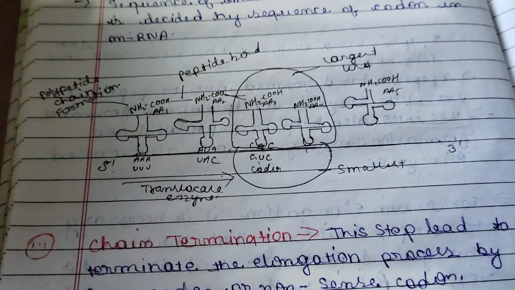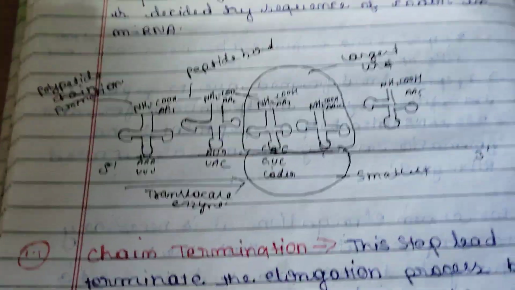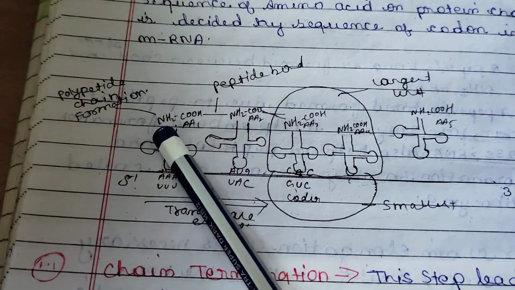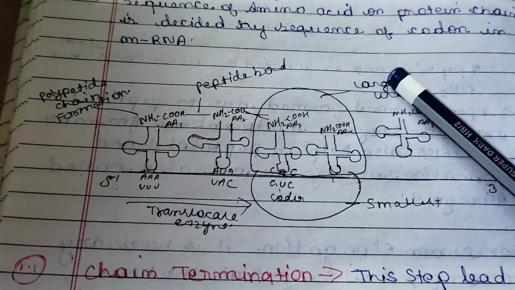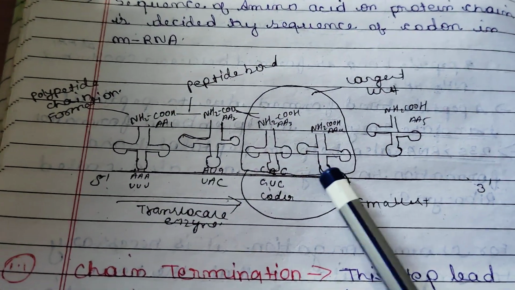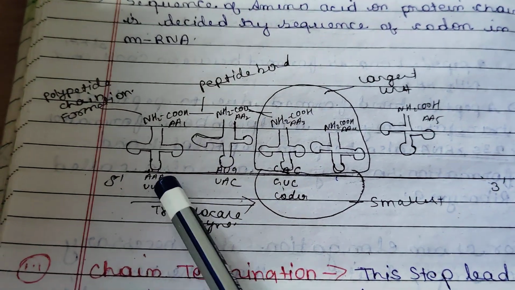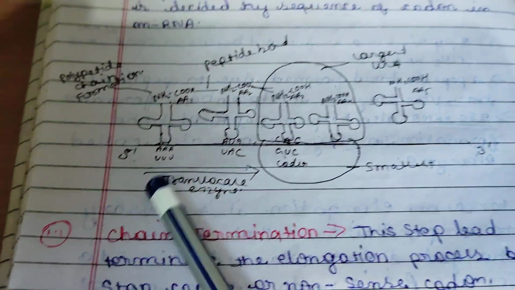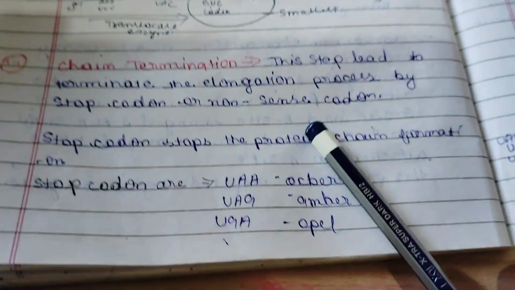This is the diagram, where we can represent the process of translation. Here is the peptide chain formation, the peptide bond, this is the largest unit of ribosome, and this is the smallest unit. Here are the starting codon AUG and GUC, and this is the translocase enzyme, and the chain termination process.